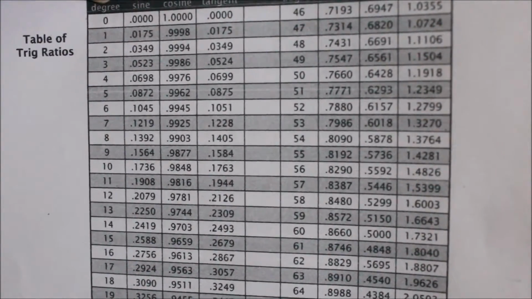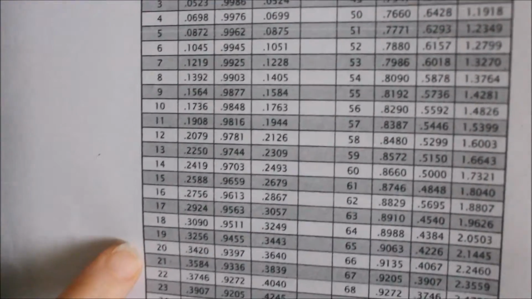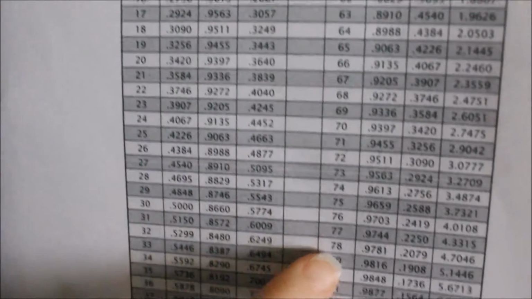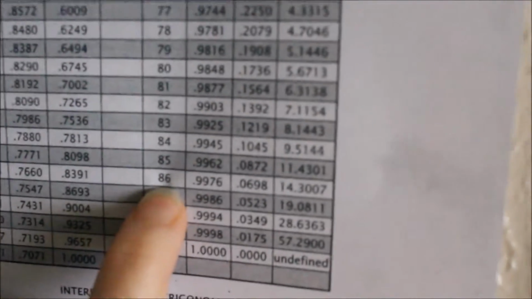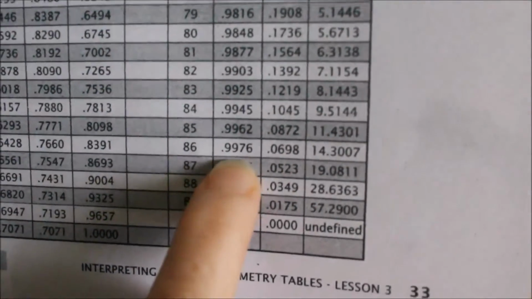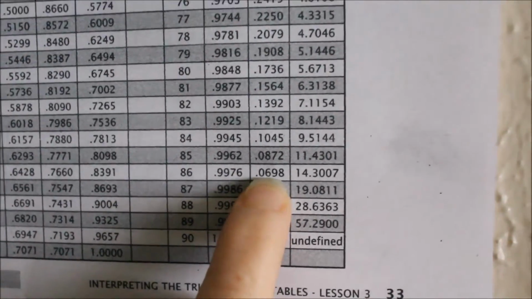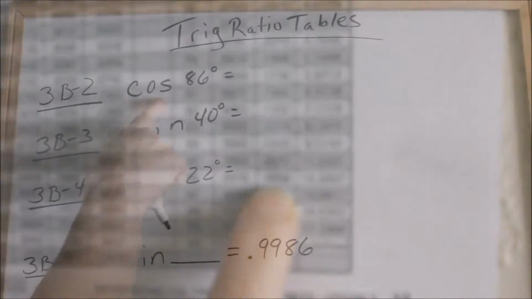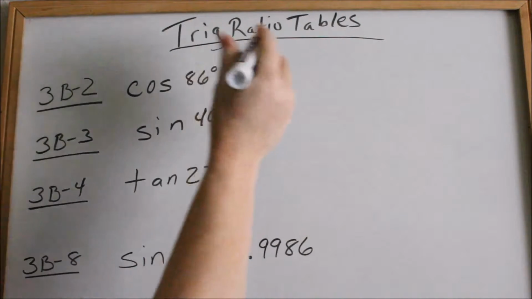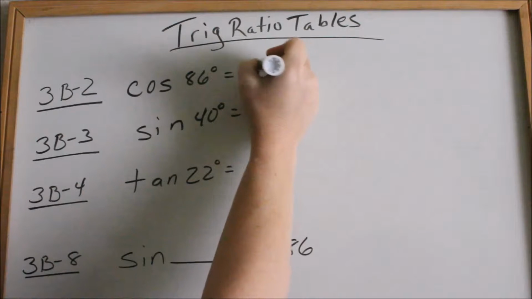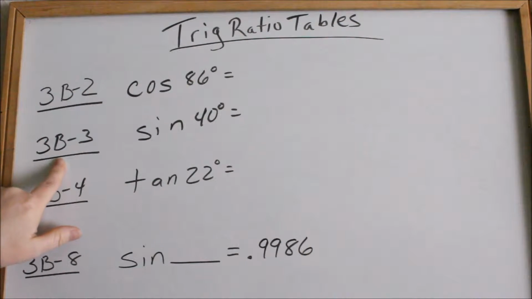In 3b2, we were looking for a cosine of 86 degrees. So first off, let's go to our 86 degrees. That would be over here. Our degree column is the first one, 86 degrees down here. And then sine was our first column, and then cosine was our second column. So here we are, cosine of 86 degrees would be 0.0698. So cosine of 86 degrees, we found that that was 0.0698.